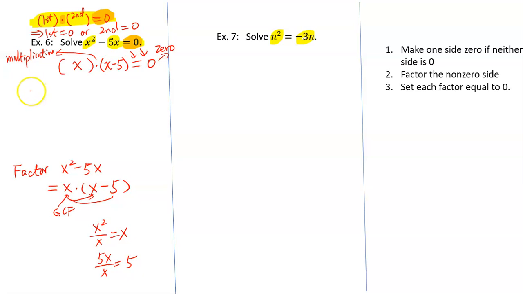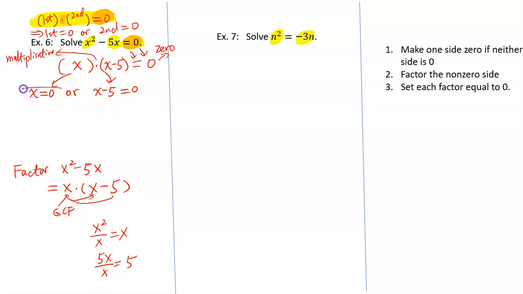Then one of them must be 0. And again, we have two possibilities. Maybe the first number, x, is 0. Or maybe the second number, x minus 5, is 0. So we set each of them equal to 0. We get two equations. And notice, in both equations, the x squared is gone. We don't have the square anymore. So we can get x by itself.